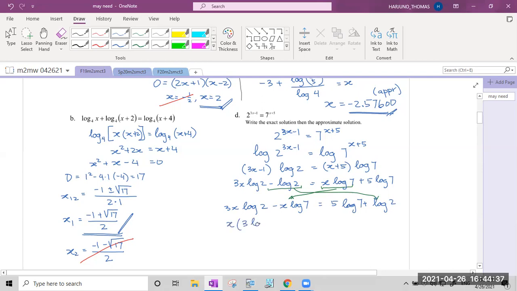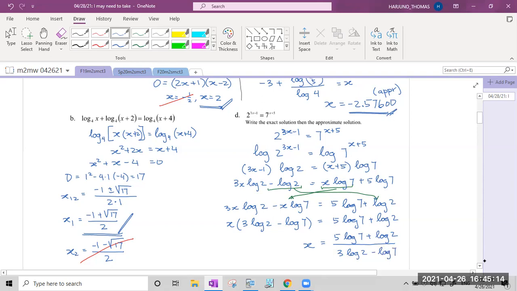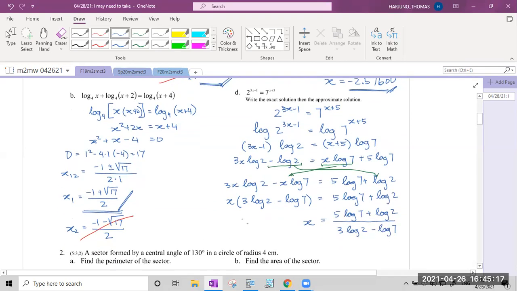Now we did this kind of routine before. And this is 5 log 7 plus log 2. So x is equal to 5 log 7 plus log 2 over 3 log 2 minus log 7. Now that is the exact solution.